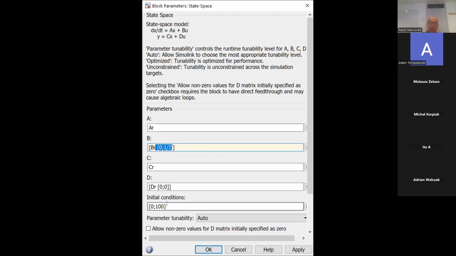Initial condition, I can put whatever I want, because basically this is also known. The matrix D is characterized by D_R, which is 0, 0 in the column, another column 0, 0, because you remember this matrix D has the same number of rows as C, and the same number of columns as B. This B.